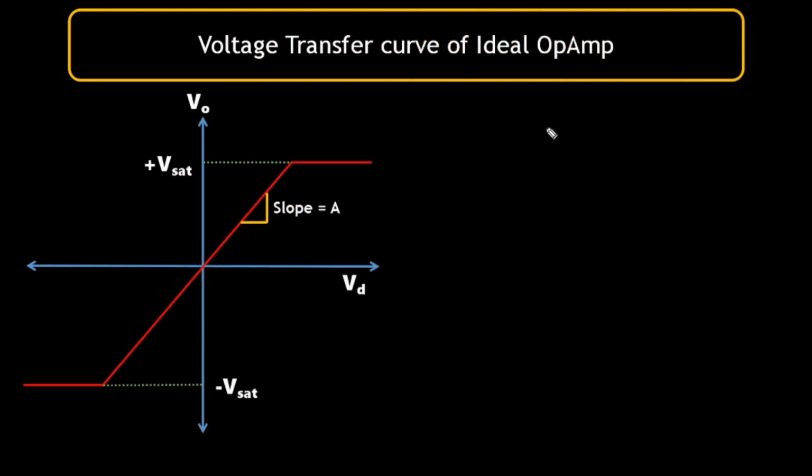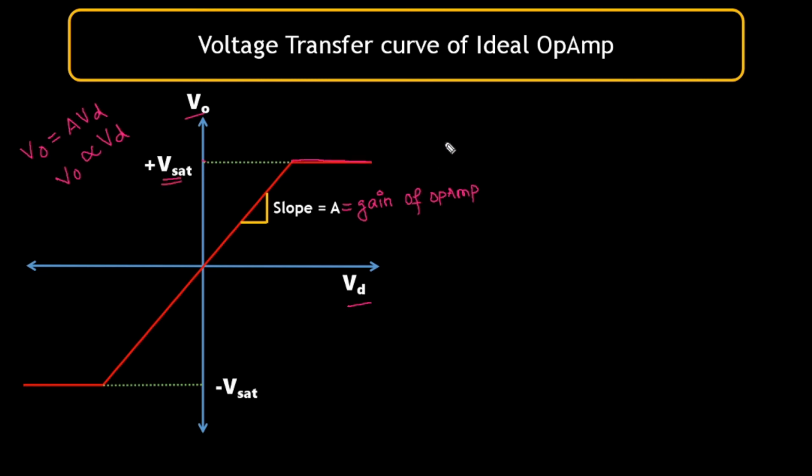Now next we will see how the transfer curve changes when we implement these characteristics on it. So in my last video, we saw that the transfer curve of a practical op-amp looks something like this. We know V0 equals A into Vd. Therefore, V0 is directly proportional to Vd, and thus we have a linear curve between V0 and Vd, and the slope of this linear curve is the open loop gain of the op-amp. And the output voltage saturates after a particular value, say Vsat, and it becomes constant.